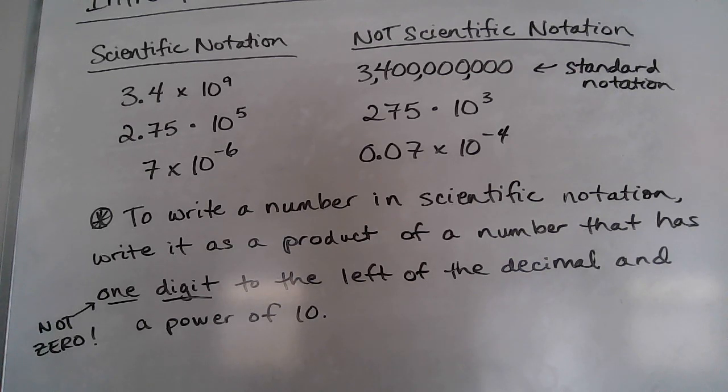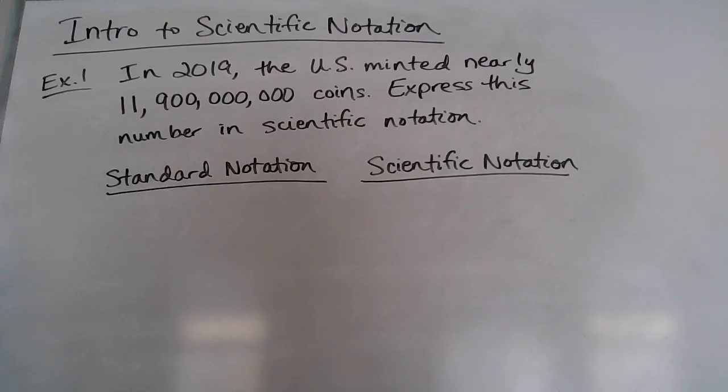All right, so you might want to take a moment and write this down just to help you have an idea of how to get started with writing numbers in scientific notation. So you're going to write it as a product of a number that has 1 digit to the left of the decimal, not 0, and a power of 10. So let's look at an example.